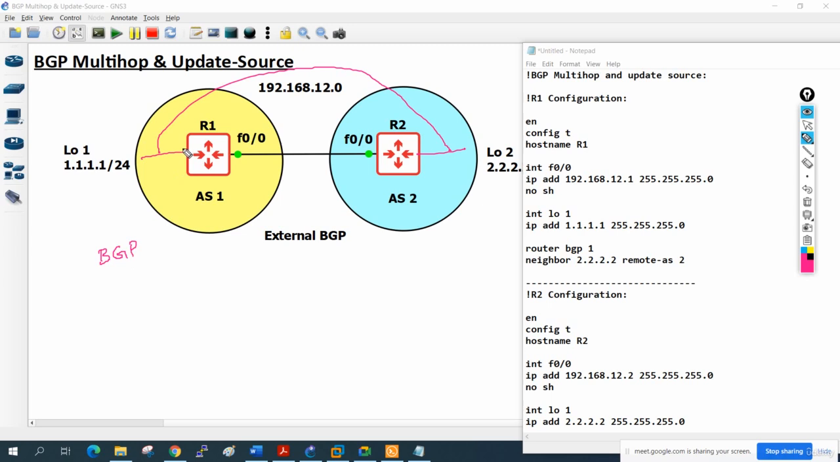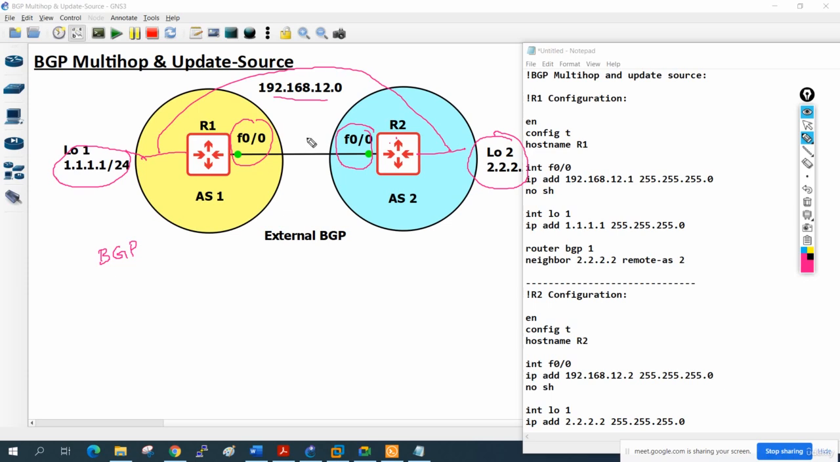So what do I need to do? I need to run some routing protocol to have the reachability. Once I have the reachability, I can configure the BGP. So I can run OSPF, EIGRP, anything, or simply a static route. I will say if anyone wants to go to the 2.2.2.2 network, forward the traffic here. And on R2, if anyone wants to go to 1.1.1.1, forward the traffic to this interface, that is 192.168.12.1. So we should have the reachability. Once we have it, we can make the neighborship.